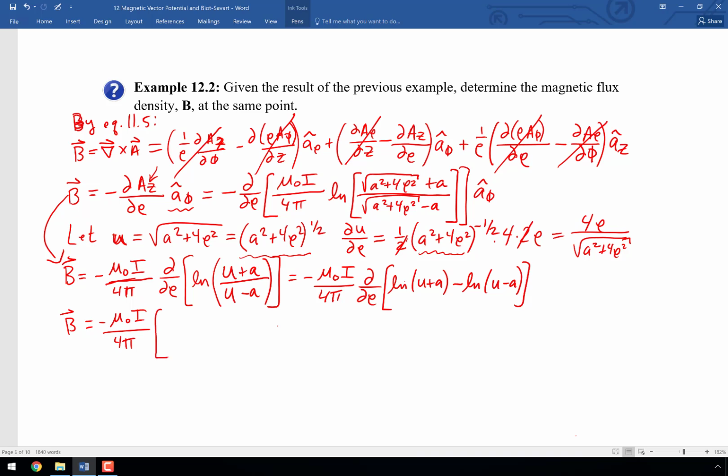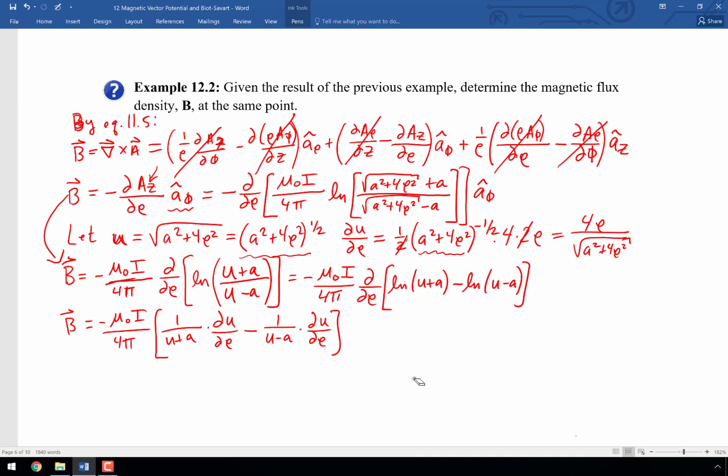So when I take the partial derivative with respect to rho of the natural log of u plus a, I'm going to get 1 over u plus a. But then I need to follow the chain rule, which says do the derivative of u with respect to rho. And then I'll do the same thing for the second term. Whoops, that's not plus, that's minus. So it's minus 1 over u minus a times the partial of u with respect to rho.